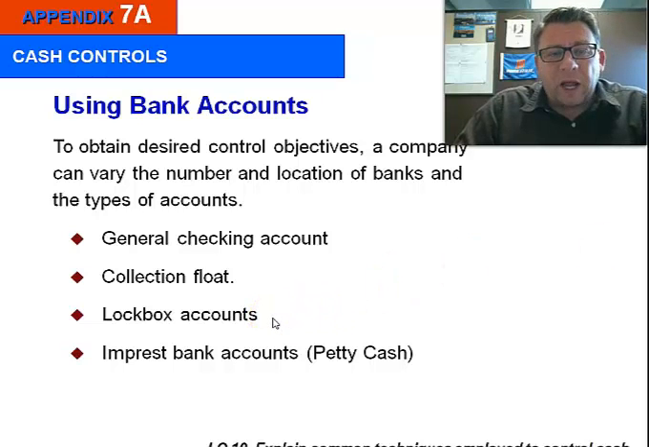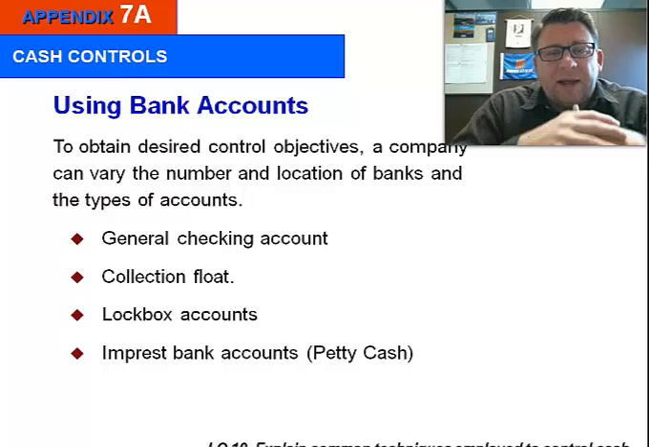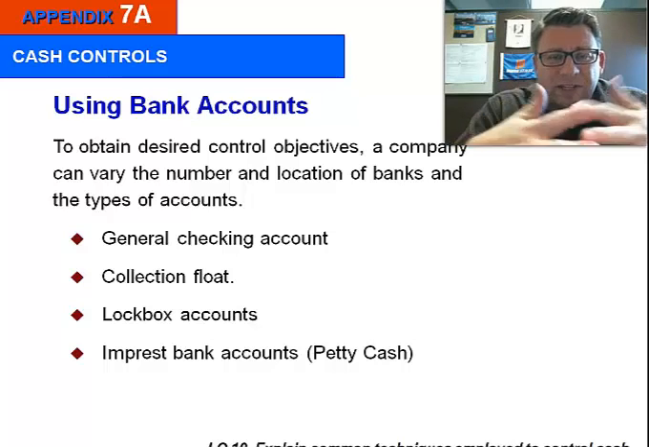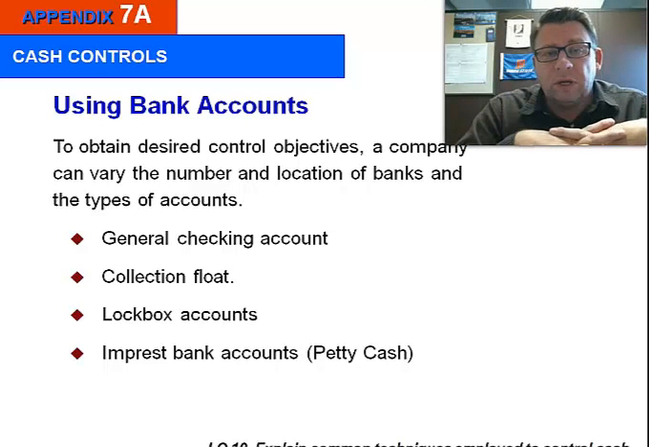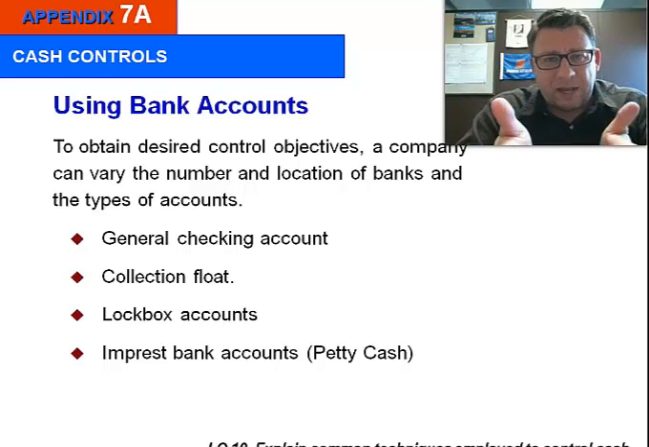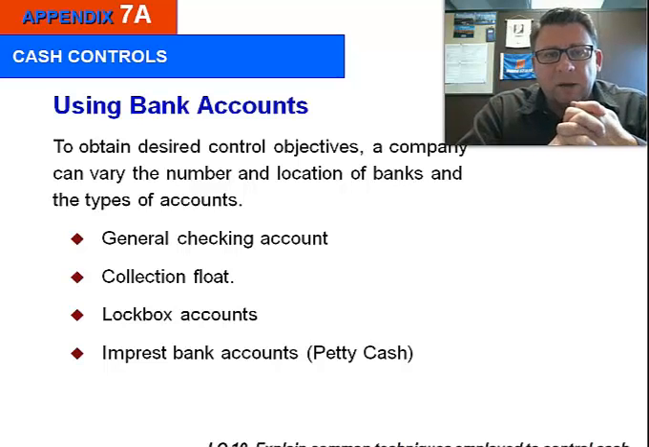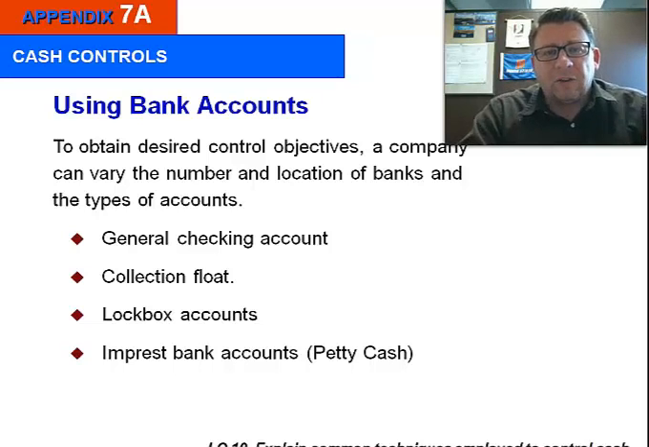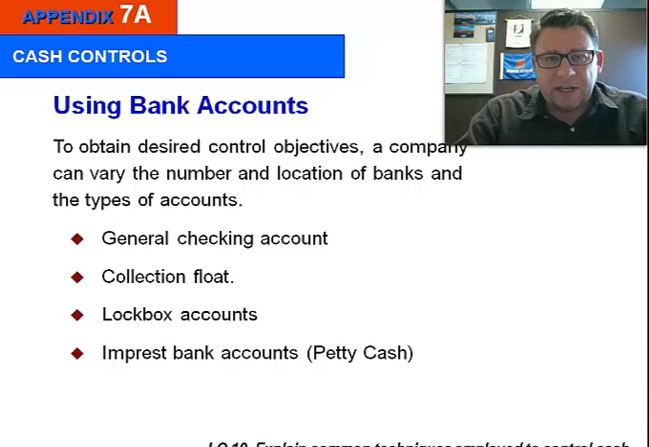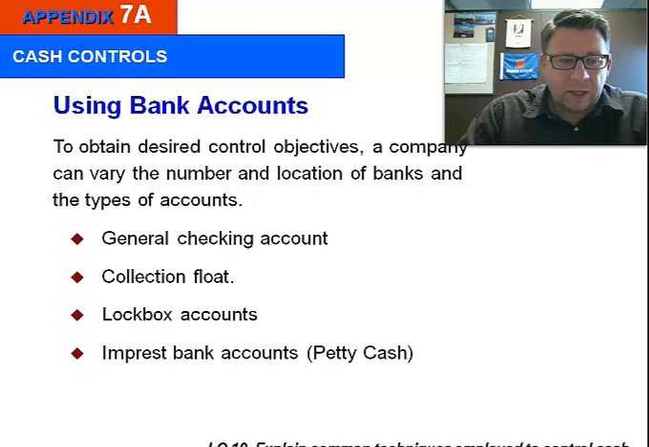Oftentimes they do that through a lockbox, meaning that customers think they are sending in a check payment to the company because it has the company's name in some P.O. box. But what is likely happening is that it's going directly to a bank. And so the bank is receiving that payment on behalf of the company and immediately depositing it into their account, and that's reducing some of that float. And we talked about petty cash in a prior podcast.